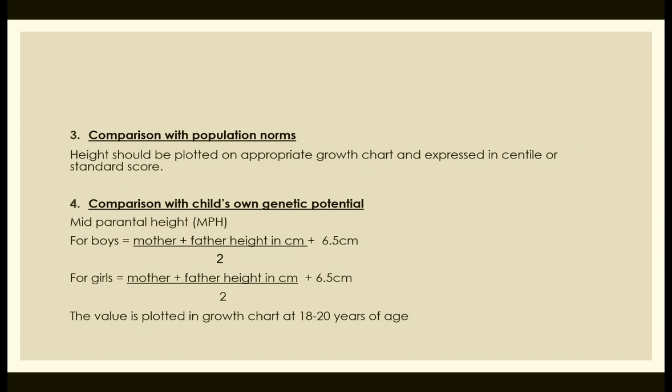Height should be plotted on an appropriate growth chart and expressed in centile or standard score, or compared with the child's own genetic potential. It is calculated by mid-parental height. For boys, the mid-parental height is mother's plus father's height in centimeters divided by 2, plus 6.5 centimeters. And for girls, mother's and father's height in centimeters divided by 2, minus 6.5 centimeters. The value is plotted on the growth chart at 18 to 20 years of age.